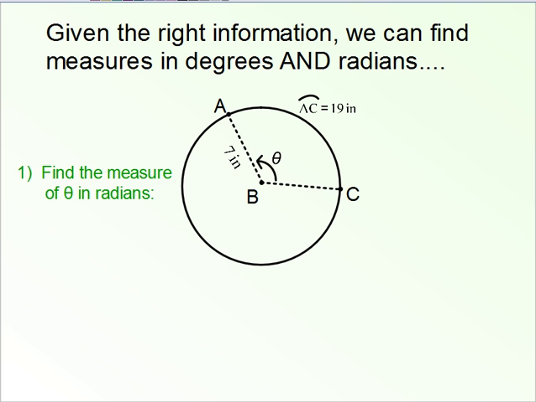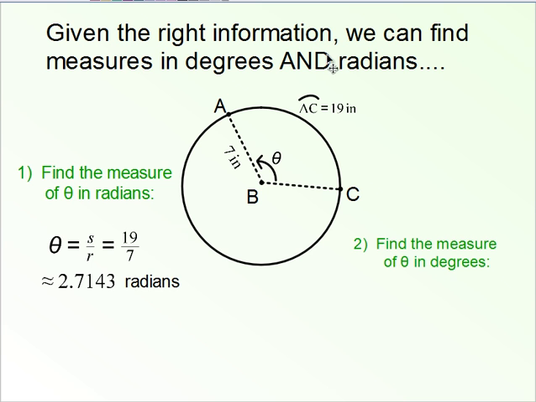To find the measure of theta in radians, remember that for our arc measure, we want to find out how many radians that is, which means how many times the radius is 19. This is a pretty simple process. It's simply the arc measure, the subtended arc, divided by the radius measure. That's going to give me the number of radians. So 19 divided by 7 is about 2.7143 radians. Arc measure divided by the radius.